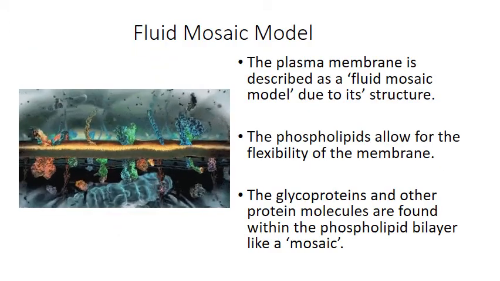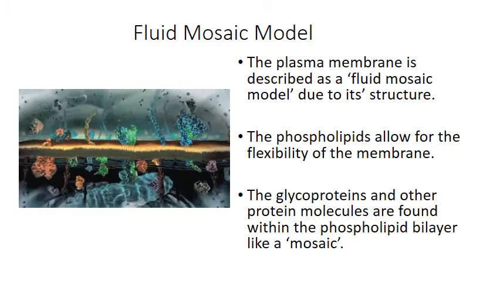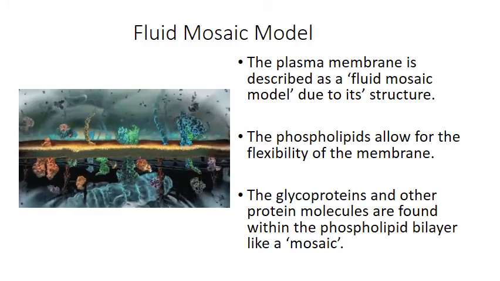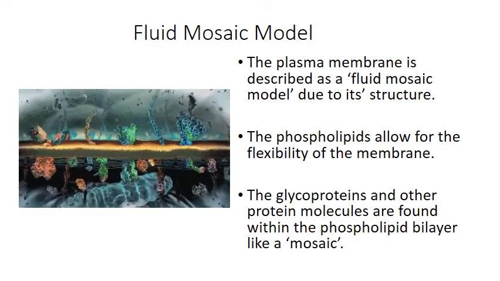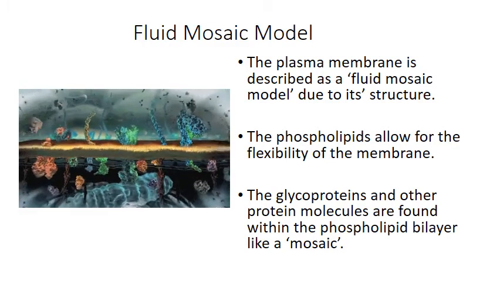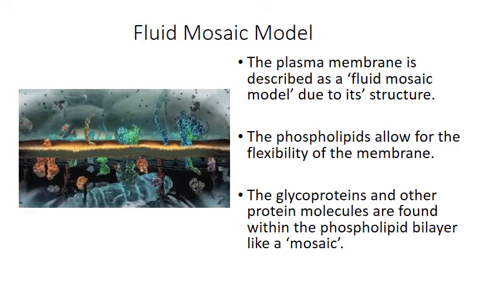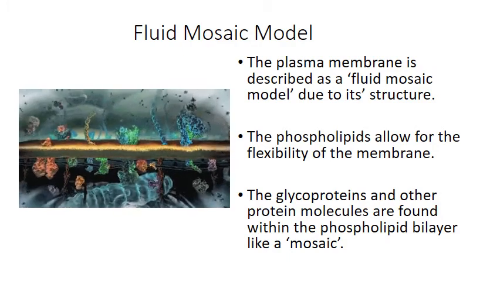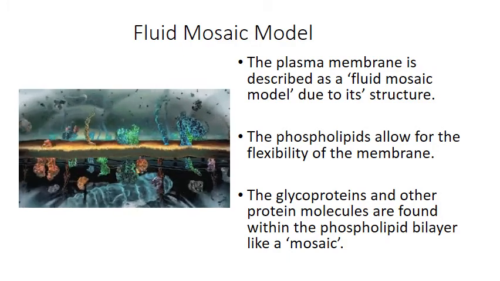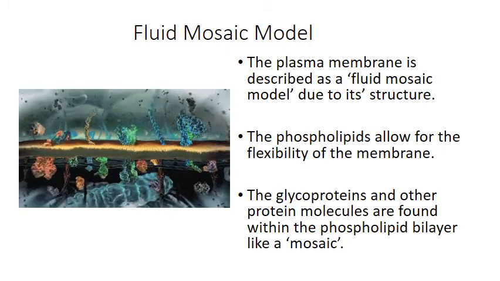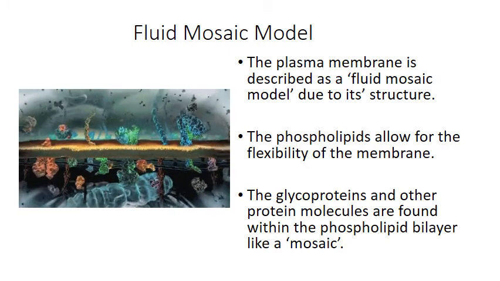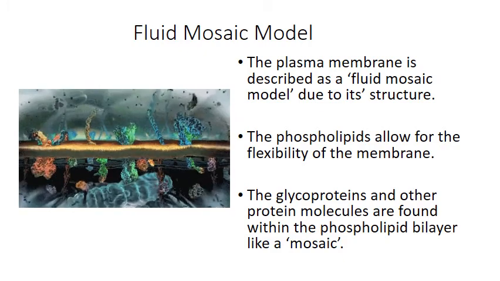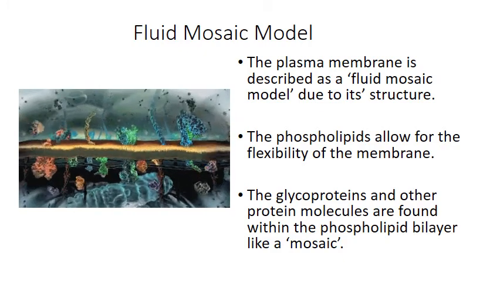So we use the term fluid mosaic model when we are talking about the structure of the plasma membrane, and what we are talking about here is that the phospholipids allow for flexibility of the membrane. So as you can see in the picture to the side, it's not a solid line like we would be drawing in class. It actually moves around and has lots of things stuck into it. So at the top of the picture we have the external cell membrane, the cell contents, and then the internal cell contents at the bottom.